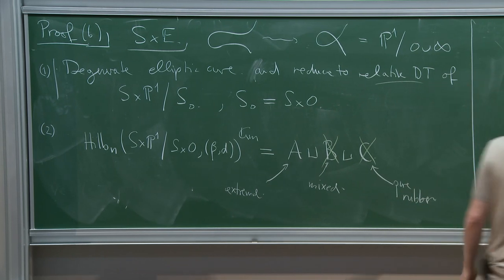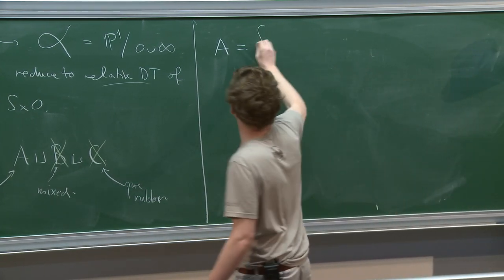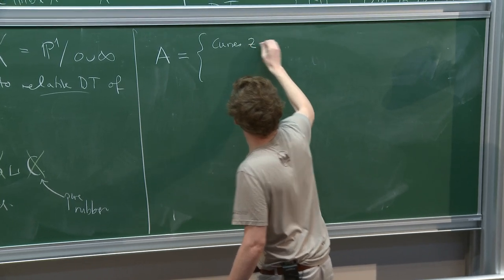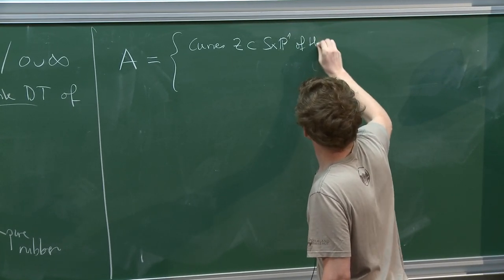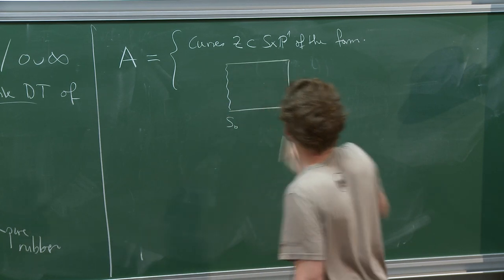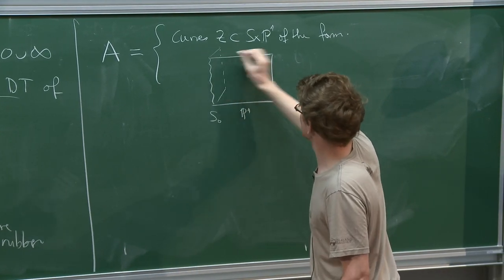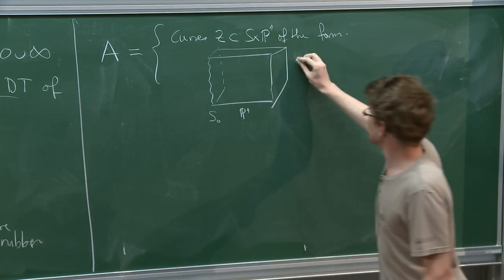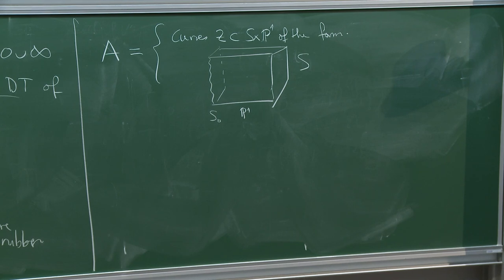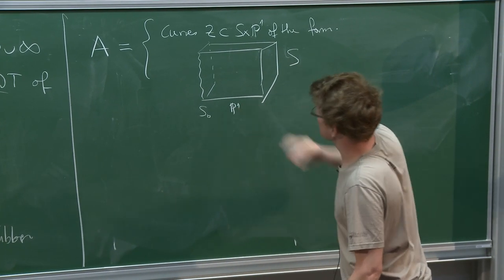So let me first tell you what these three components are. What is this A component? A will be the most important one for us. Let me write it in a schematic picture. These are subschemes or curves inside the surface times P1 of the following form. Here you have the fiber over zero, that is your relative divisor. Here is our P1, and my picture is three-dimensional. Here is our K3 surface. These are the fixed curves that really live inside just the surface times P1.